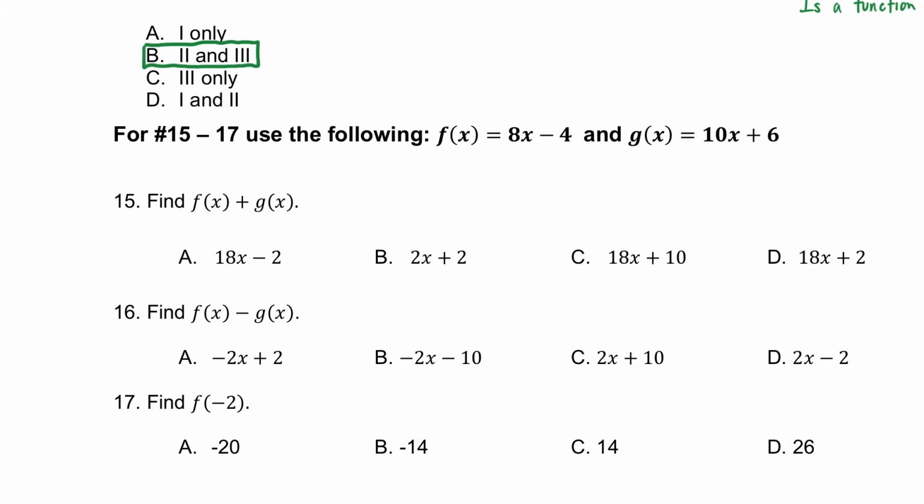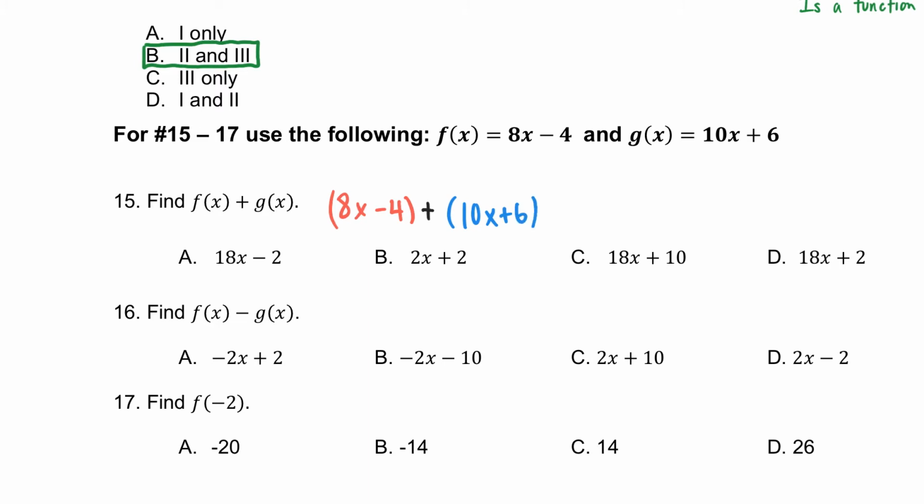Okay. For numbers 15 to 17, use the following. f of x is 8x minus 4, and g of x is 10x plus 6. So if they want us to add these together, f of x plus g of x, we're just going to take f of x, which is 8x minus 4, and we're going to add g of x to that, which is 10x plus 6.